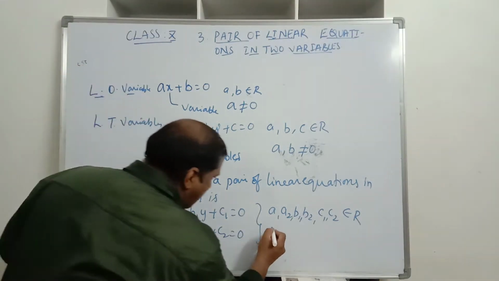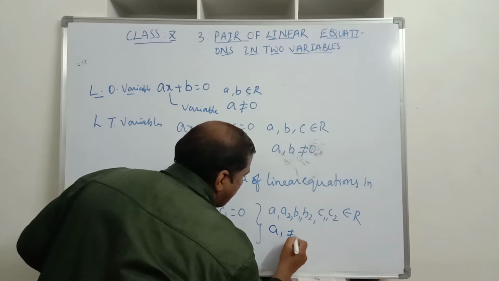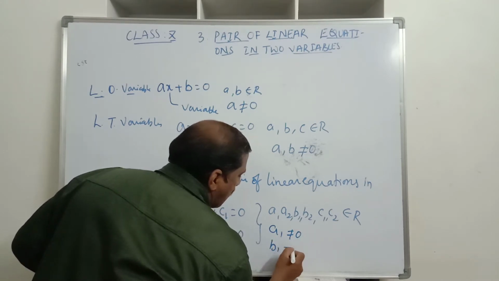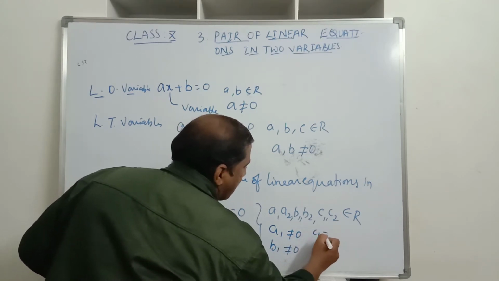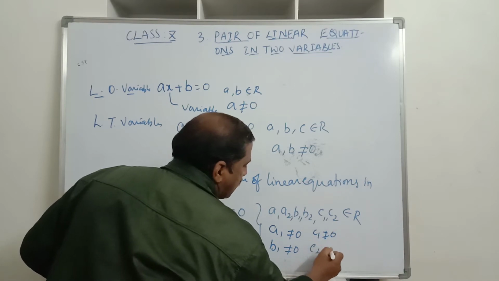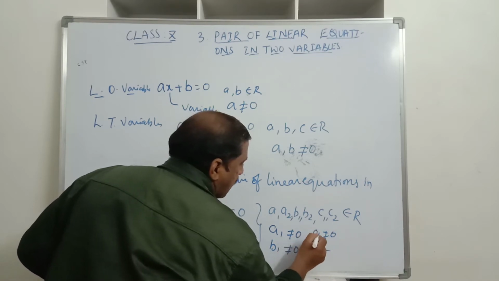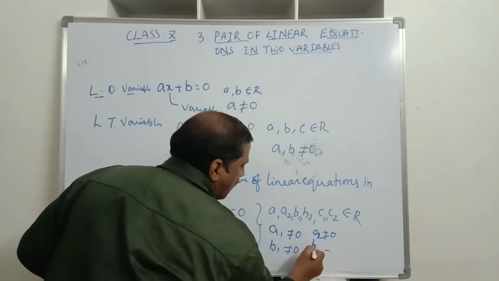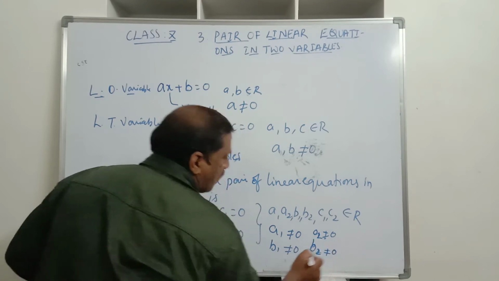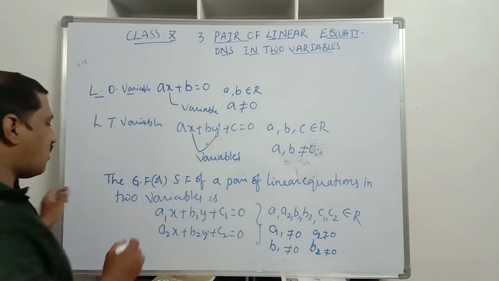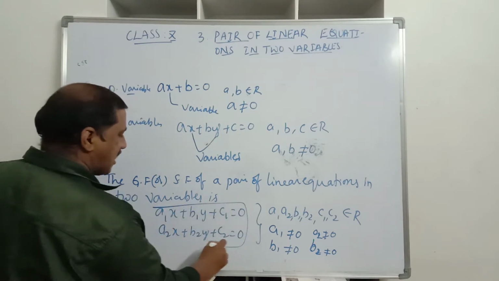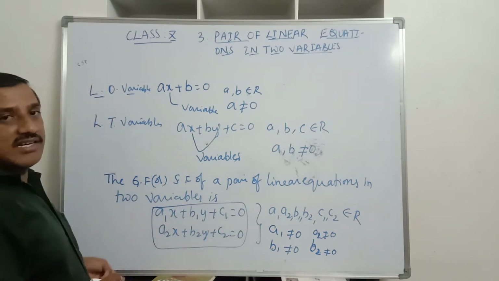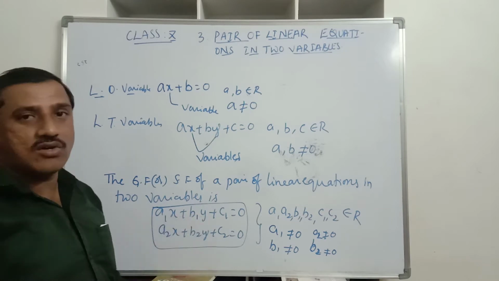That is, here I will represent A1 is not equal to 0, B1 is not equal to 0, C1 is not equal to 0, A2 is not equal to 0, B2 is not equal to 0. Then we can call this pair of equations a pair of linear equations in two variables. Here X and Y are two variables.